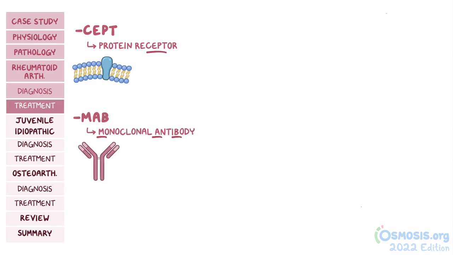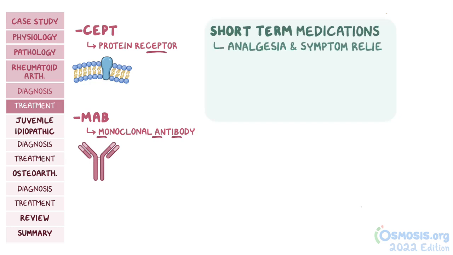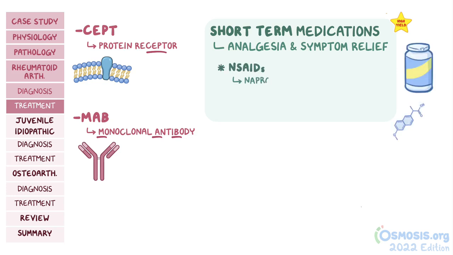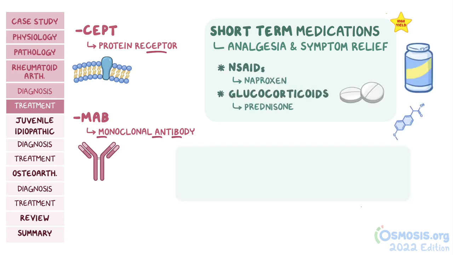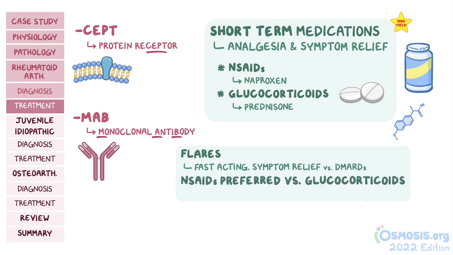In addition, something that's frequently tested is that there are also short-term medications used to provide analgesia and symptom relief. These consist of nonsteroidal anti-inflammatory drugs, or NSAIDs, like naproxen, or glucocorticoids like prednisone, which are used especially during flares because they're fast-acting and provide quicker symptom relief when compared to DMARDs. NSAIDs are preferred over glucocorticoids because they have fewer side effects.